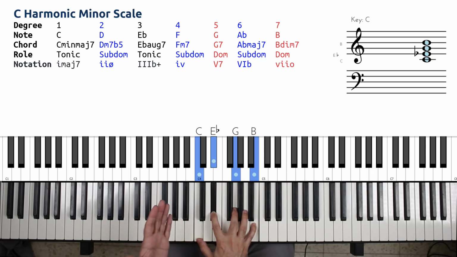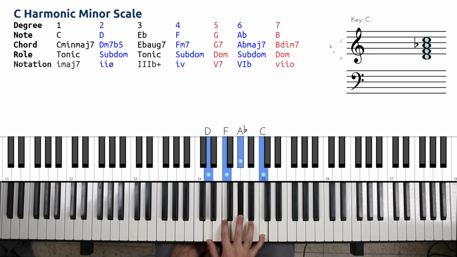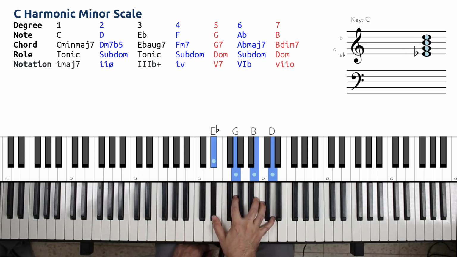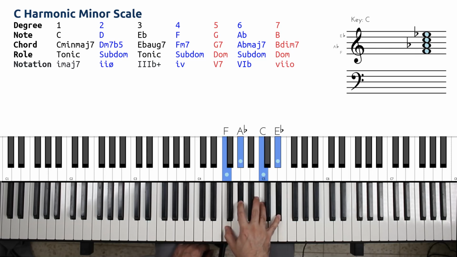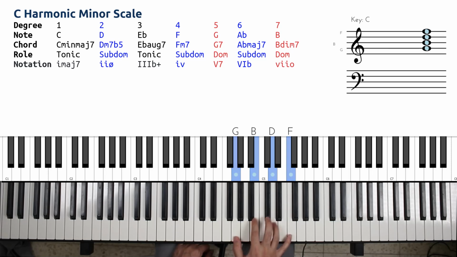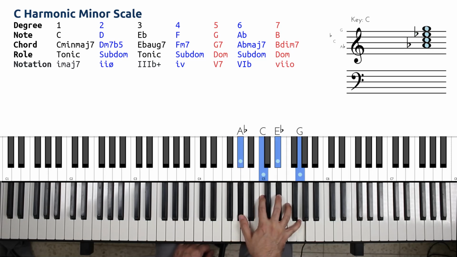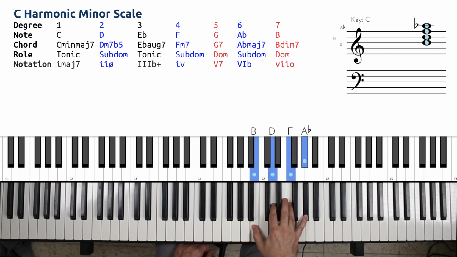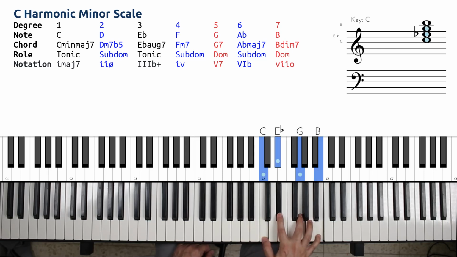So basically, we're going to move up the scale, obtaining the following sequence of chords: C minor major 7, D half diminished, E flat augmented 7, F minor 7, G dominant 7, A flat major 7, and B diminished 7. Back to the minor major 7th built on the first degree.